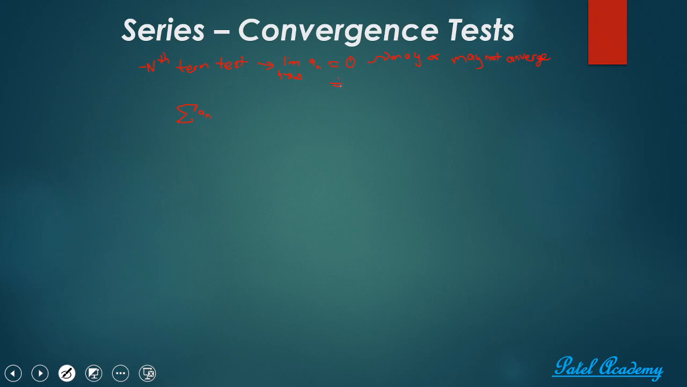But if it's not equal to 0, it will diverge, guaranteed. And so what's interesting about this test is that oftentimes you never really use this to show pure convergence. You always use it indirectly to show divergence. And so why is this important?